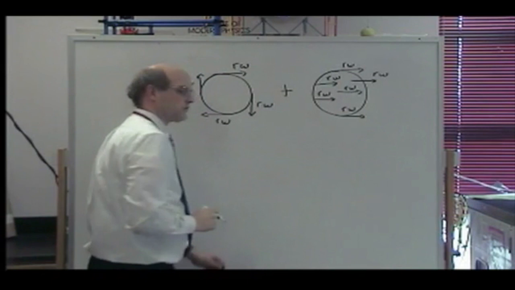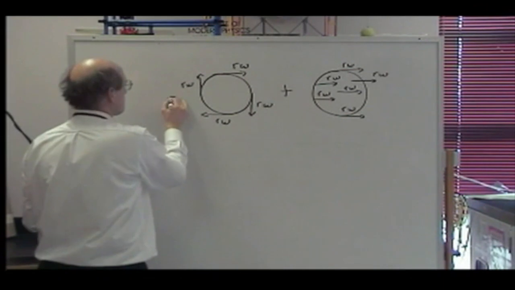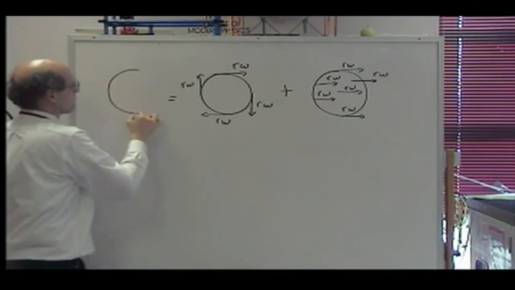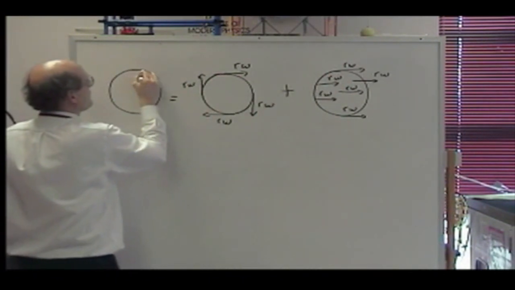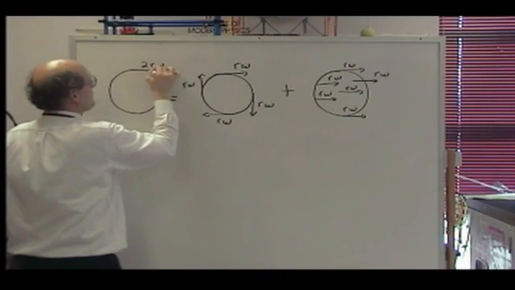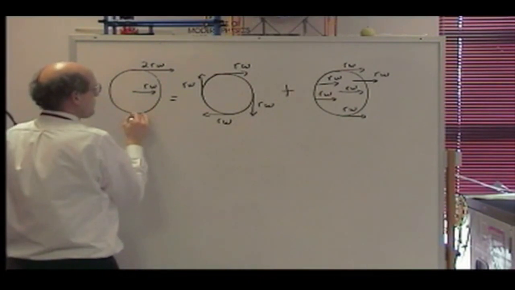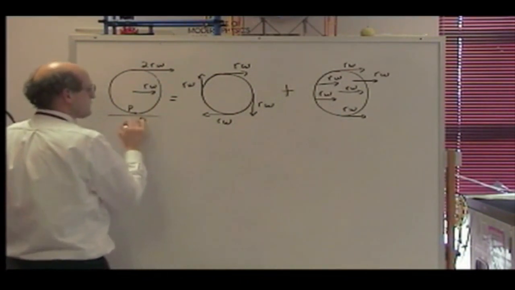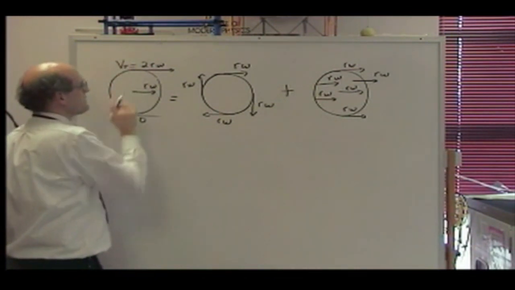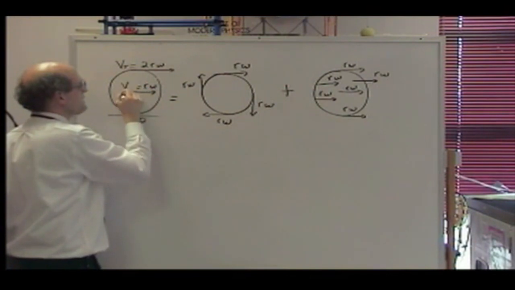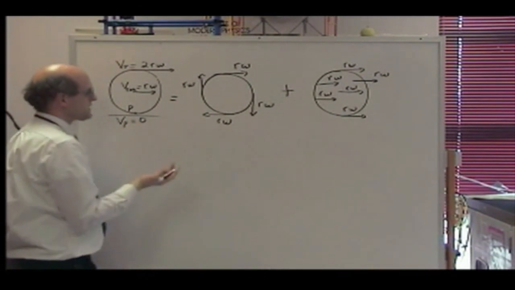If we add these two together, we get a wheel rolling without slipping. So when you add this r omega to this r omega, you get 2r omega. At the axle, you would get r omega, and at the point of contact P, you would get 0. So the speed at the top is equal to 2r omega. The speed at the center of mass is equal to r omega, and the speed at the point of contact is equal to 0.